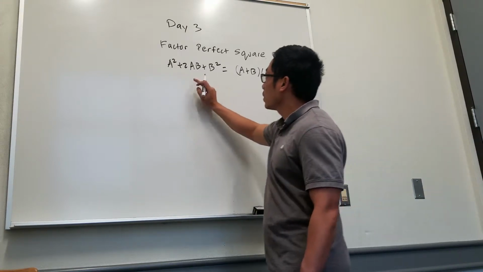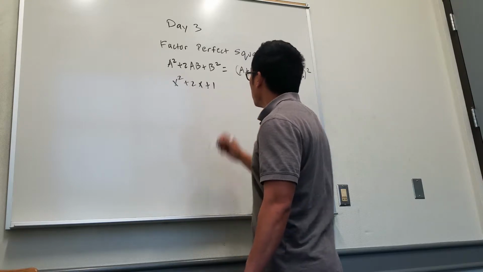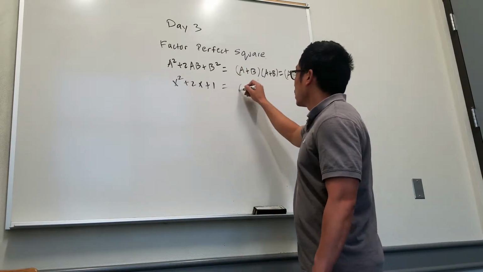Okay, so let's think about this one. Let's do an example: x squared plus 2x plus 1. We want to factor this. When we factor this, I get x plus 1.